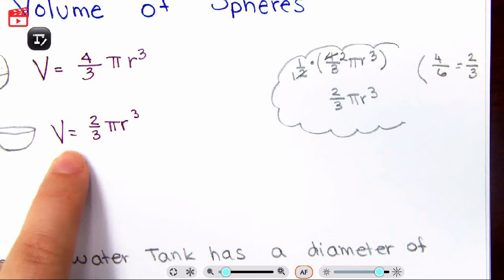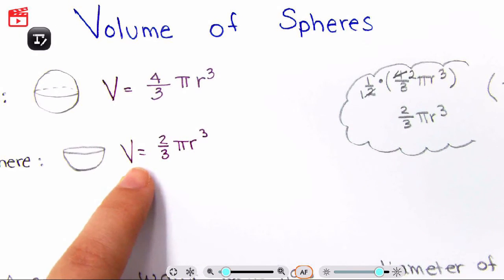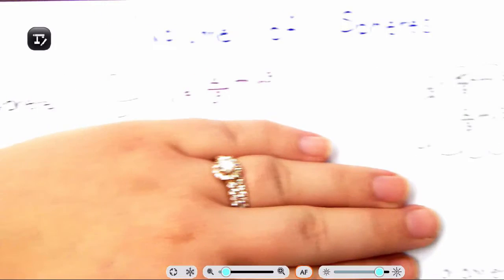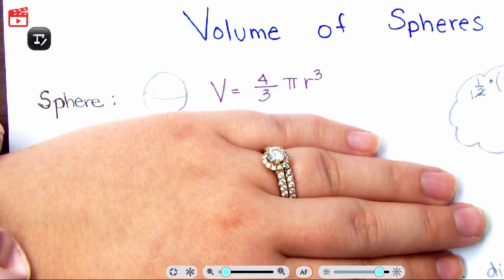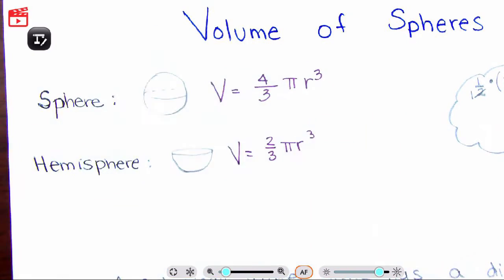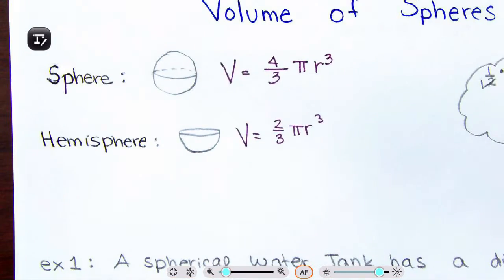Again, I don't recommend memorizing this formula. Don't worry about it. Memorize the volume of a sphere, solve for the volume of a sphere, and then just divide by 2. Let's start off with an example.